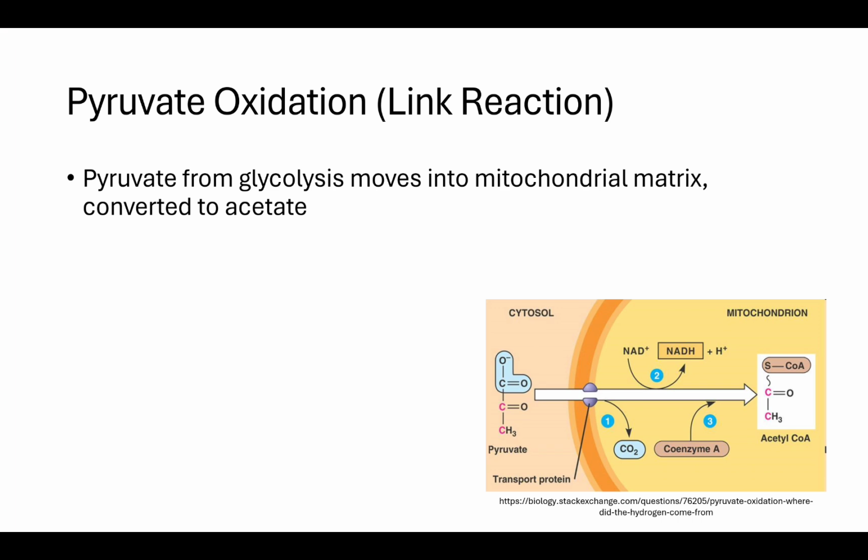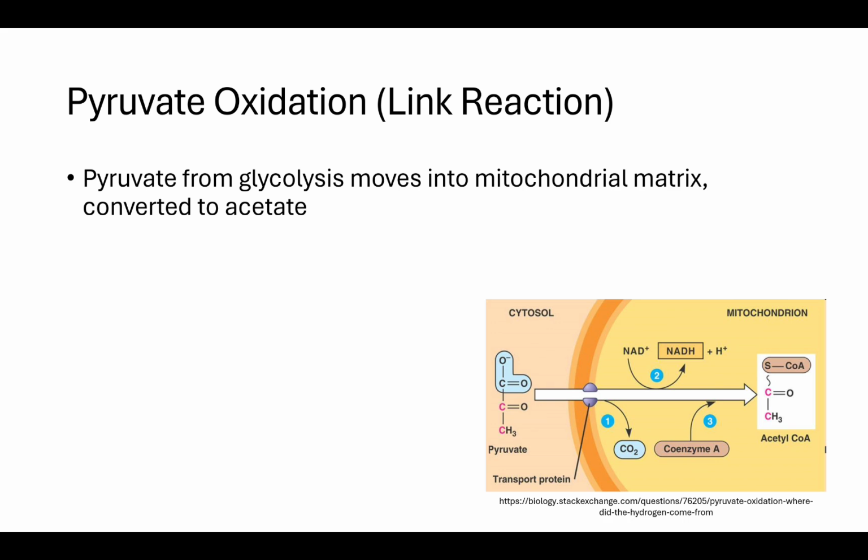The next step is called pyruvate oxidation. It's also called the link reaction because it's the link between glycolysis and the Krebs cycle, which are both processes that are going to produce some energy. Although you do have a little bit of energy produced here as well. So what happens is the pyruvate from glycolysis gets moved inside the mitochondrion.